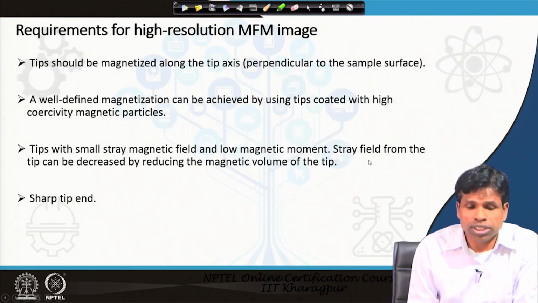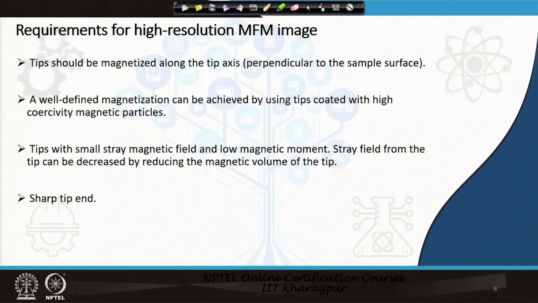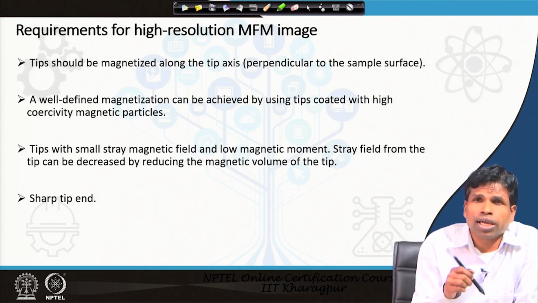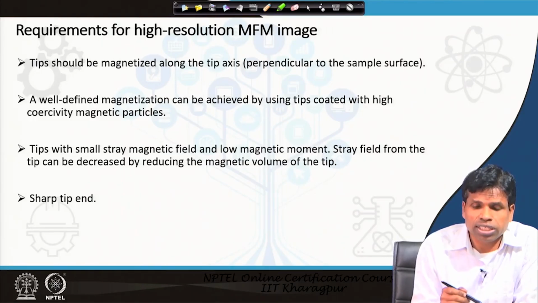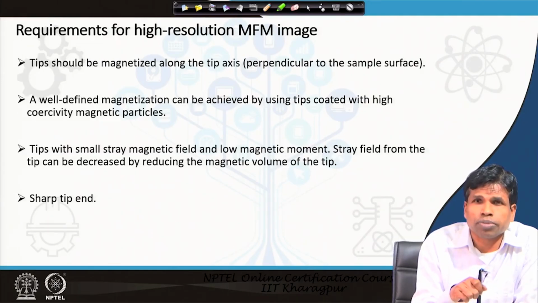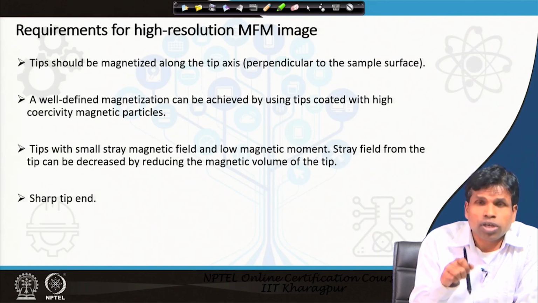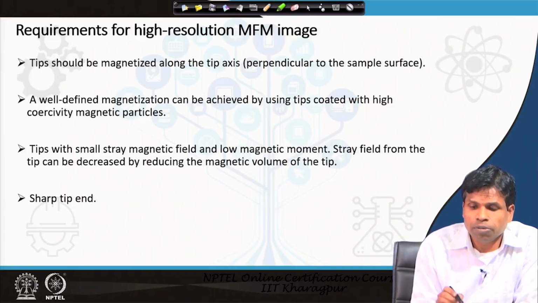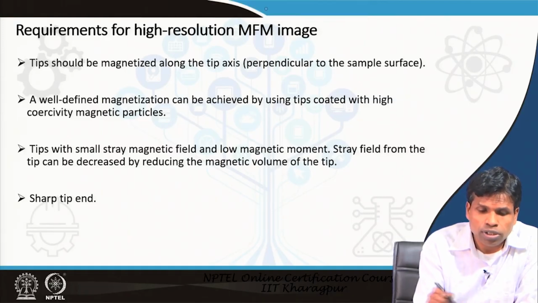In order to do this measurement, the tip is supposed to be magnetized along its tip axis. The magnetic field depends upon the shape and geometry of the tip. The magnetic field is mostly strongest at the tip, and it is in the z axis direction, that is perpendicular to the sample surface. Because of the tip geometry and shape, a very well defined magnetization can be achieved by coating with a high coercive magnetic material.